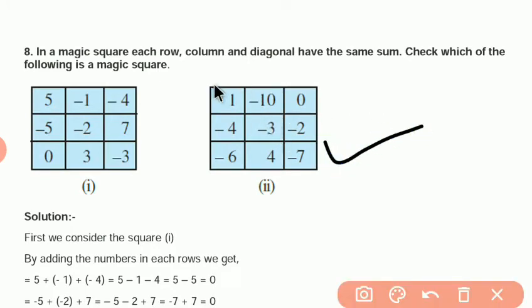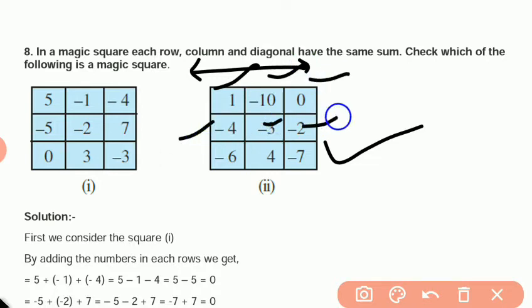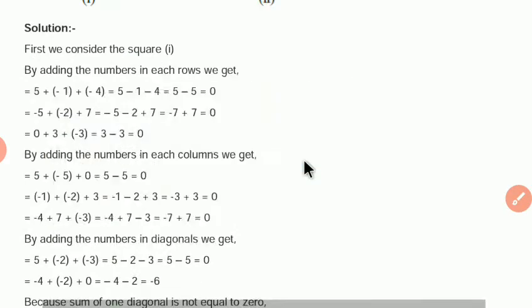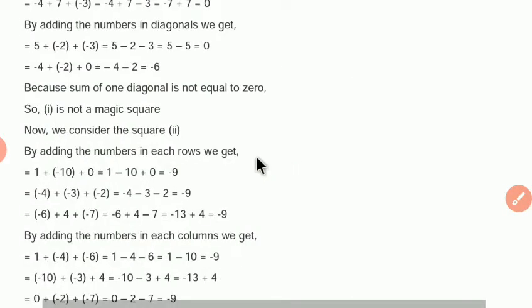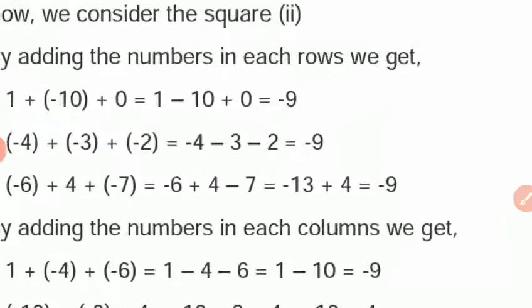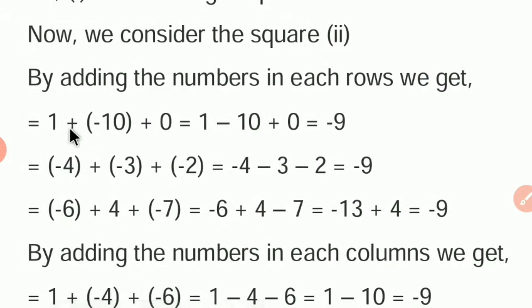The numbers in the first row are 1, minus 10 and 0. The second row is minus 4, minus 3 and minus 2. The third row is minus 6, 4 and minus 7. So let us start by adding the numbers in each row.